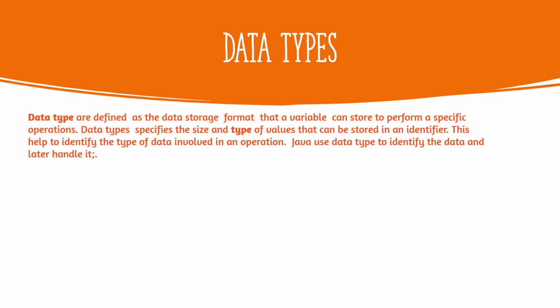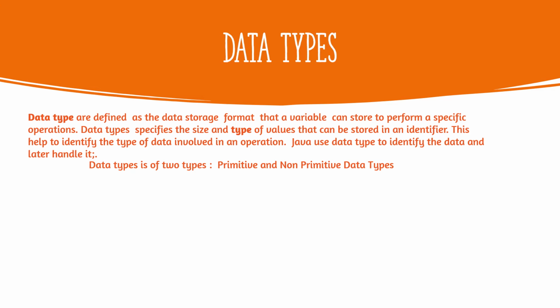So, how to store the data? In what form can we store the data? Data types are used for storing the data of a particular category. They specify the size and type of values that can be stored in an identifier. For example, decimal numbers or integer numbers: what type of numbers you want to store can be done through declaring the data types. This helps to identify the type of data involved in the operation.